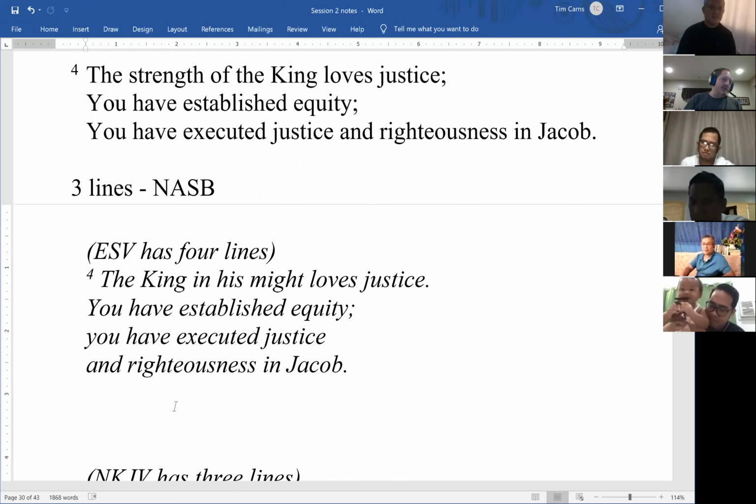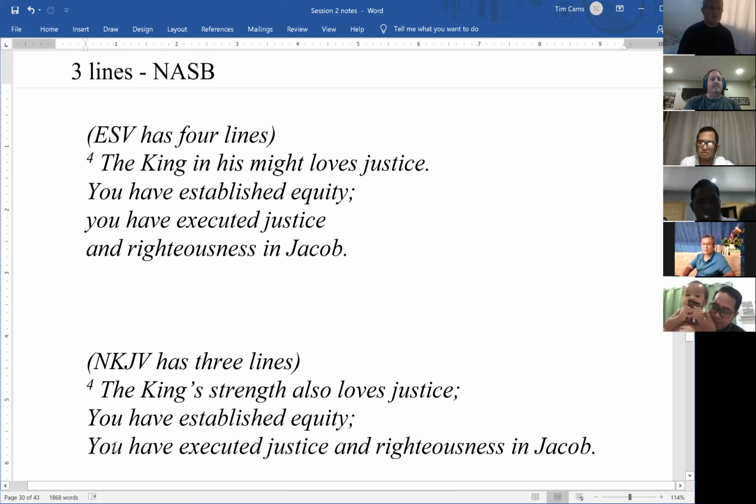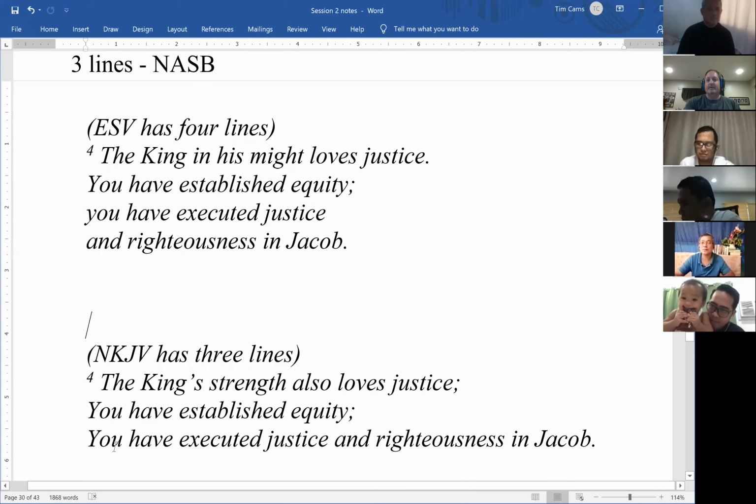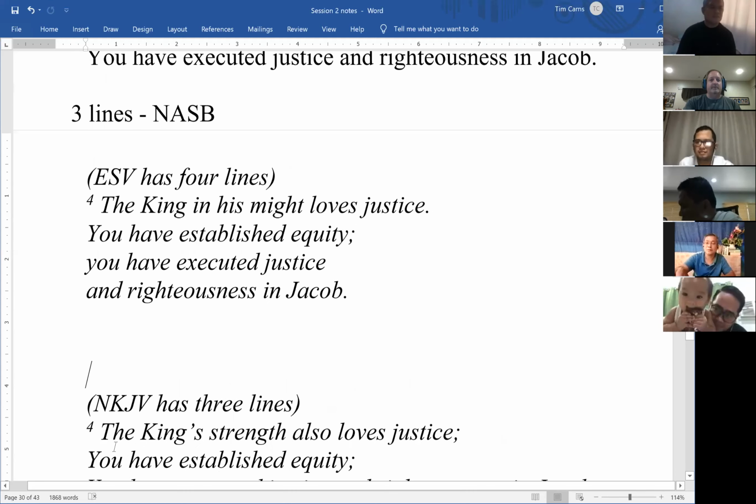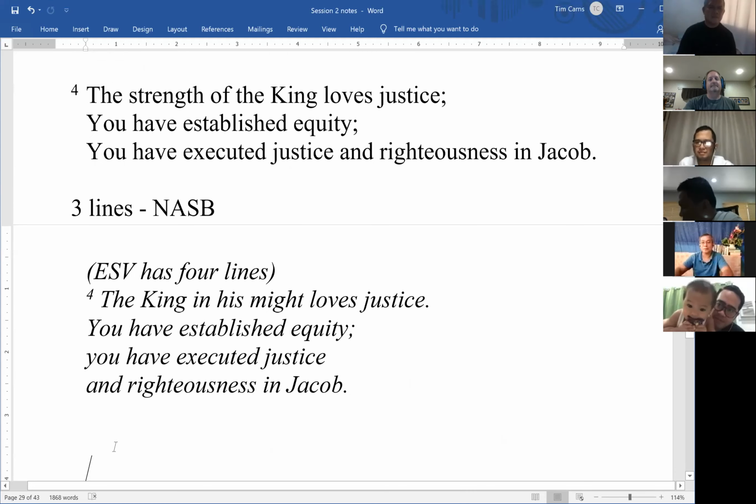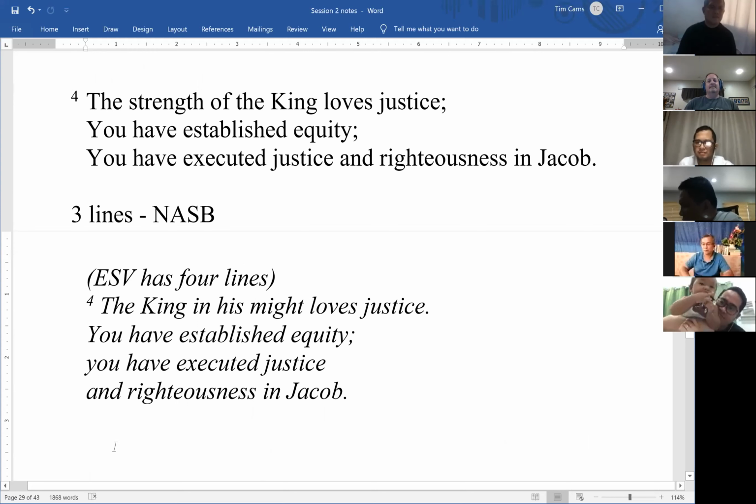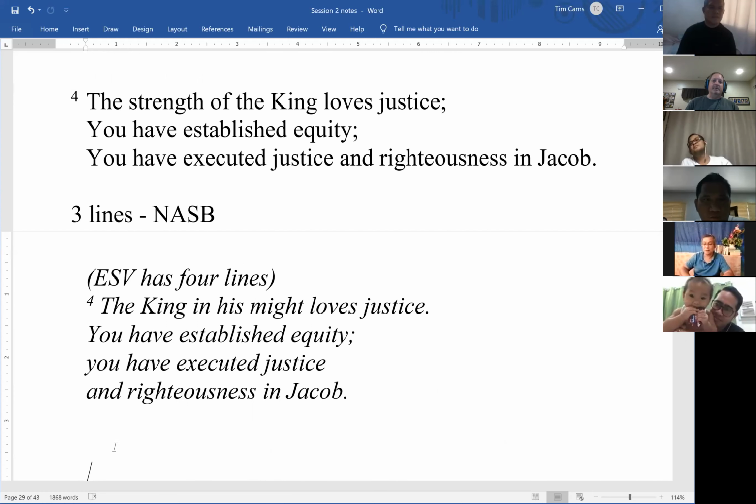What did the original author intend, three or four? We could look at the New King James, and it tells us we have three lines. So how do we figure out whether it's three or four? Go to the original text. If we were Hebrew scholars, we could go back and look at the Hebrew, and there are accents written in the original Hebrew text that indicate where the lines should be broken up.